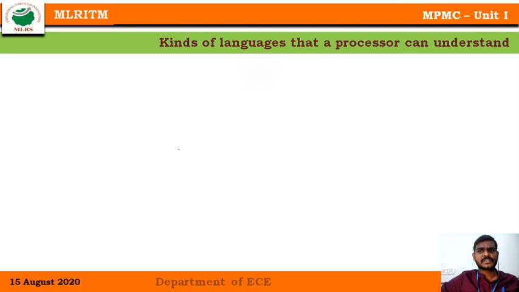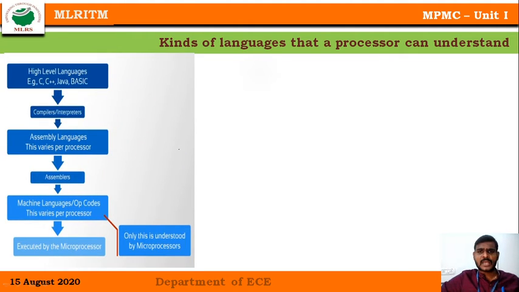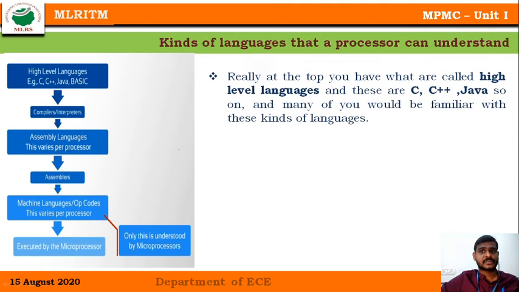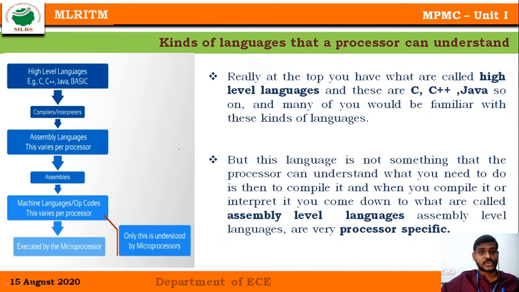Now, what kinds of language can the processor understand? Whatever programming language we write to interact with the computer is called a high level language, such as C, C++, Java, Python, and so on. Many of you are familiar with these languages. But this is not something the processor understands. When a compiler compiles or interprets it, it comes down to what is called an assembly level language.